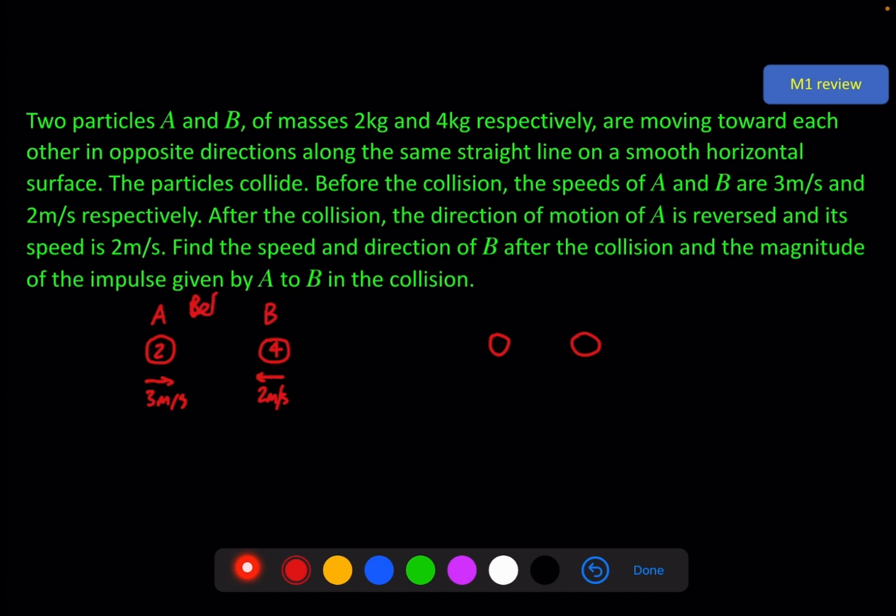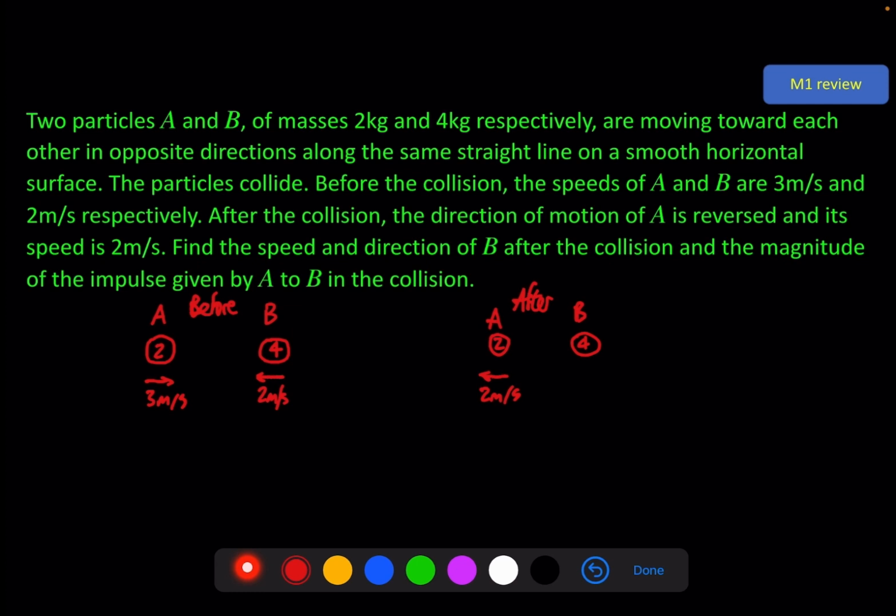so this is before, here is after. A and B, same mass, 2 and 4, but the direction of motion of A is reversed. It's now going this way and its speed is 2 meters a second. Find the speed and direction of B after the collision and the magnitude of the impulse given by A to B in the collision.